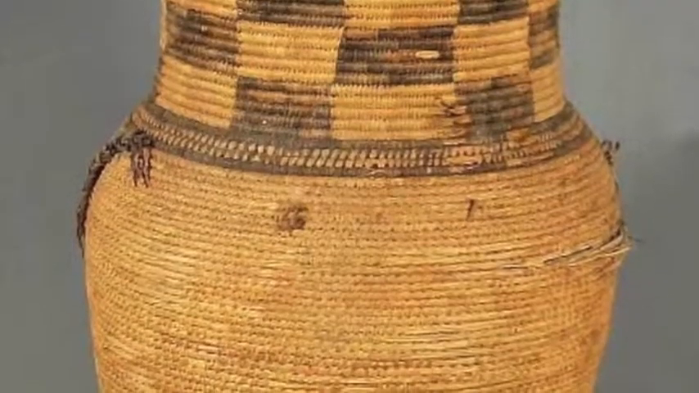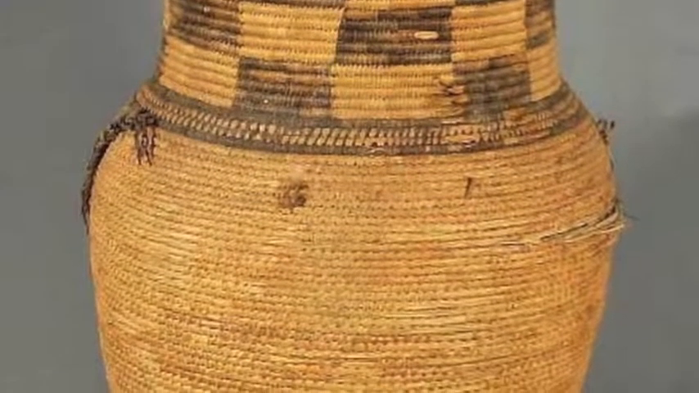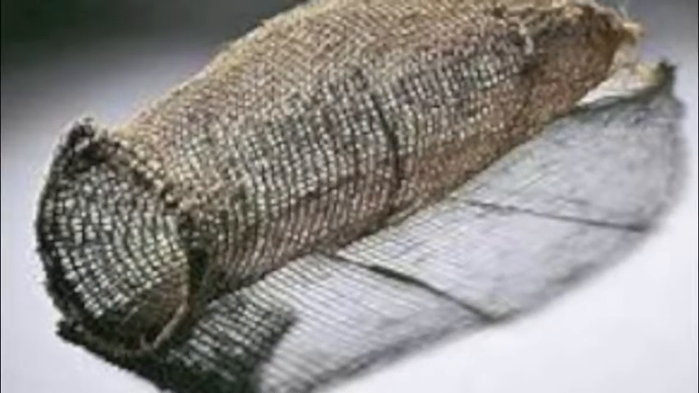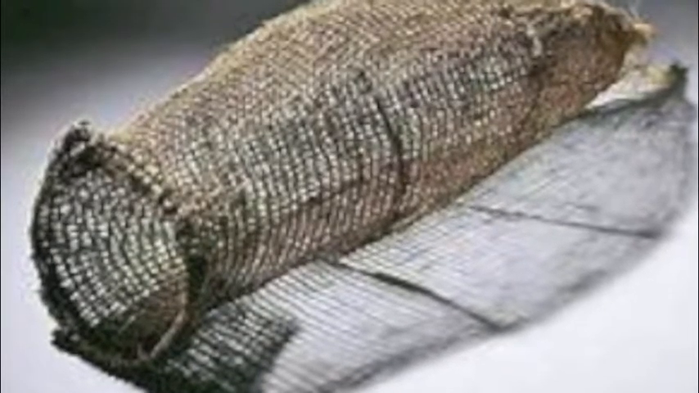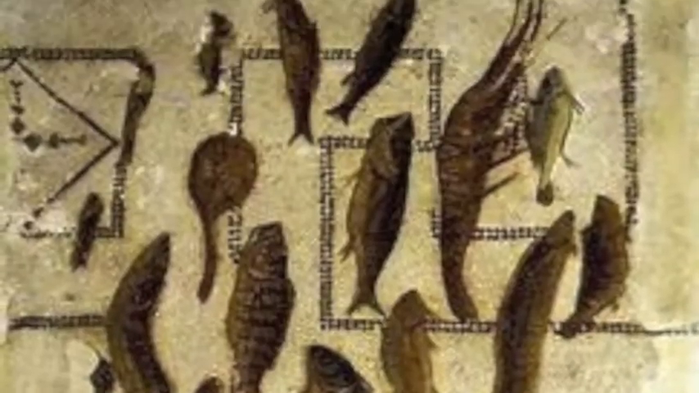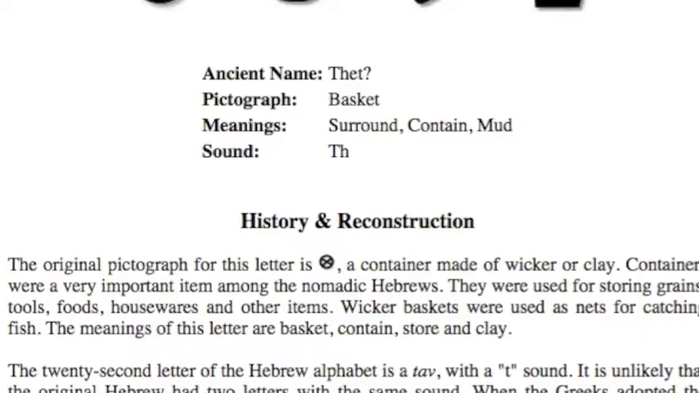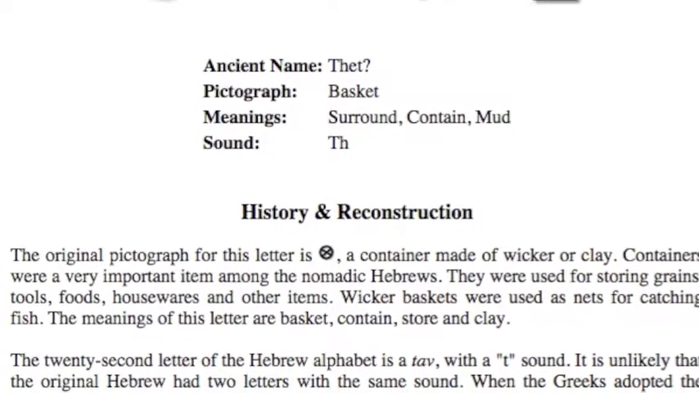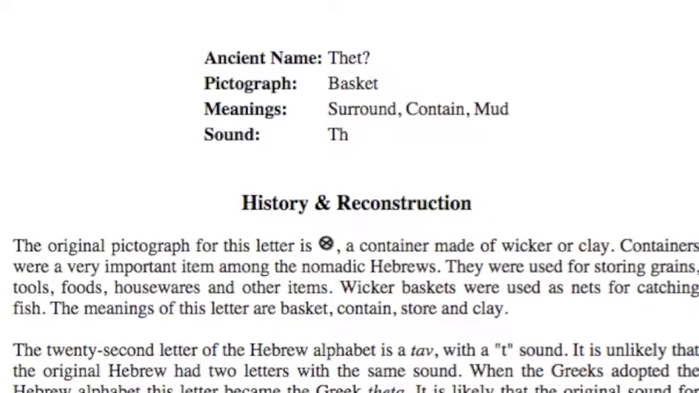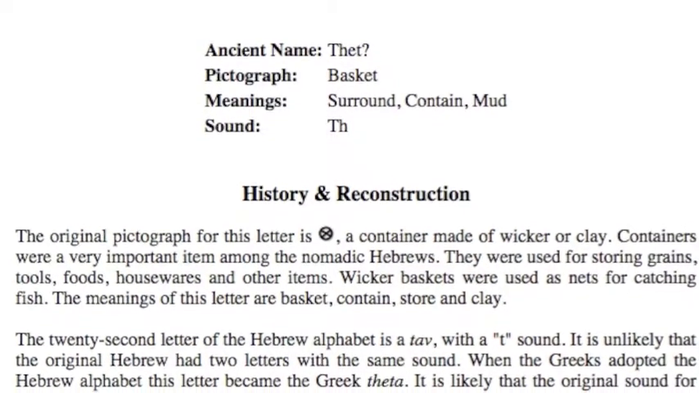They were used for storing grains, tools, foods, housewares, and other items. Wicker baskets were used as nets for catching fish. The meanings of this letter are basket, contain, store, and clay. All right. The 22nd letter of the Hebrew alphabet is Tav, or with a T sound.